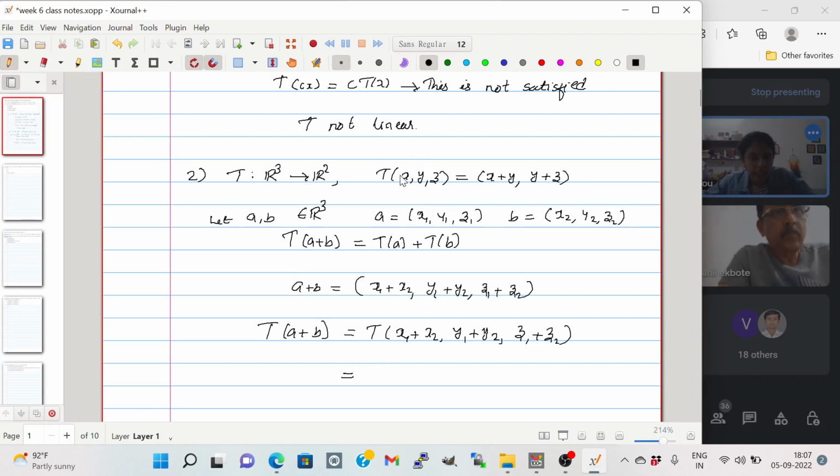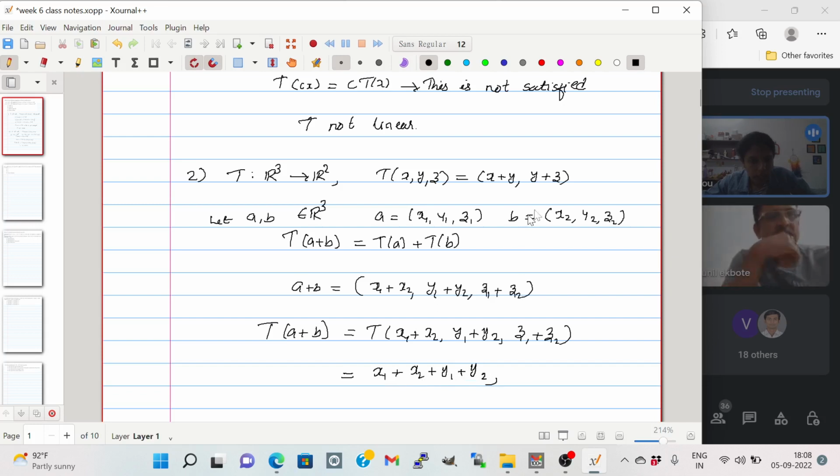T is actually on x, y, z. If T we are applying, what we are getting is x plus y, y plus z. In the same way, in the position of x, we have x1 plus x2. In the position of y, we have y1 plus y2. So what we will obtain is x1 plus x2 plus y1 plus y2. That is, we are adding x coordinate and y coordinate.